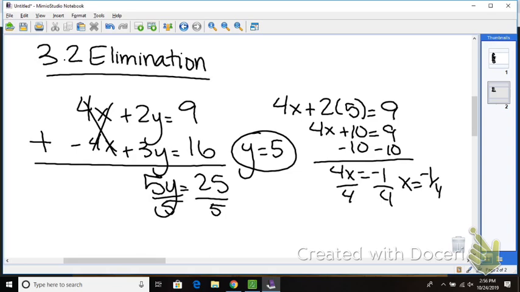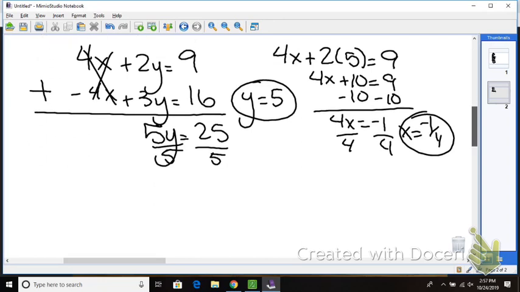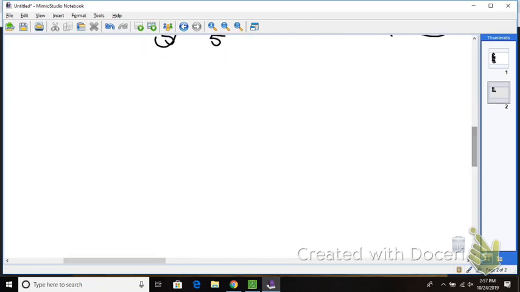Now you're famous. Okay, so here are my 2 points, or my 1 point, that if I were to graph these two, it would intersect at the point -1/4 and 5. Easy enough? Okay, let's math it up a little bit. Just a little bit. It's not terrible.